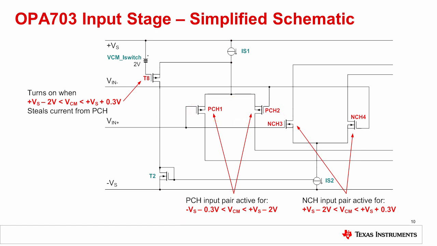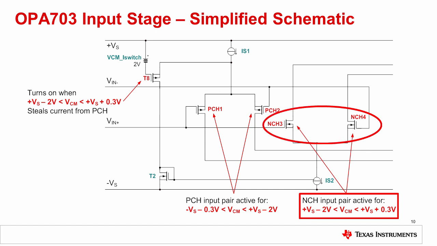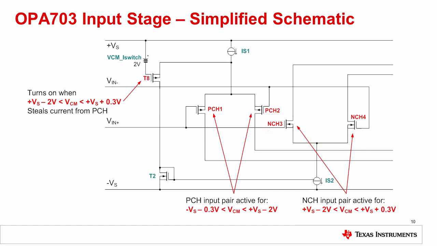When the common mode voltage is about 2 volts from the positive rail, T8 diverts current from the P-channel input pair to the N-channel pair. For common mode voltages less than 2 volts from the positive rail, the N-channel pair is biased. Note that there is a region where both pairs share the bias current, called the transition zone. We will take a closer look at this behavior on the next slide.